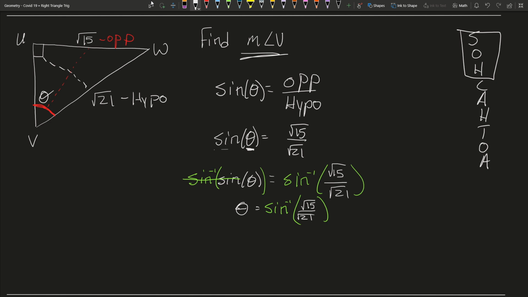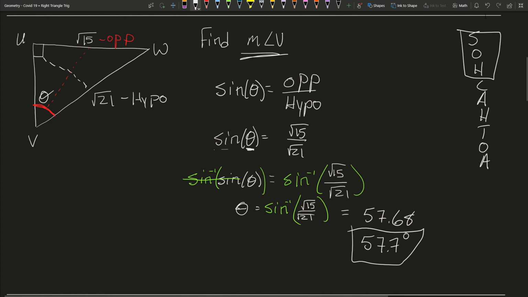And then when you do that, you should get 57.68 degrees. This is probably going to say to round to the nearest tenth. So we would round it to 57.7 degrees. And that is the measure of angle V.